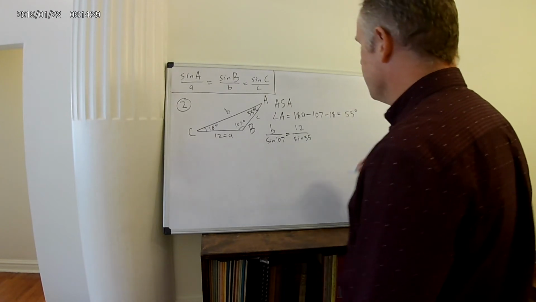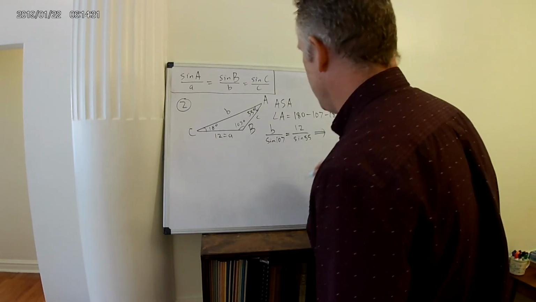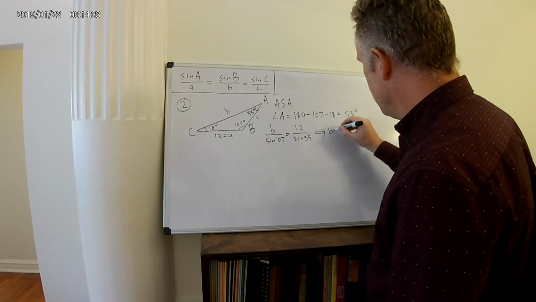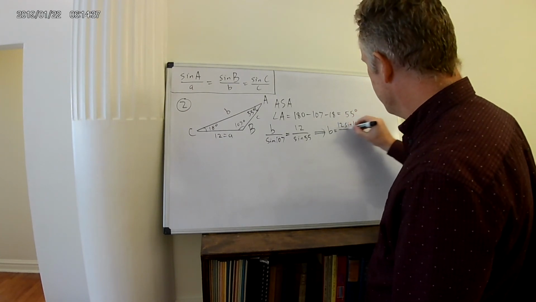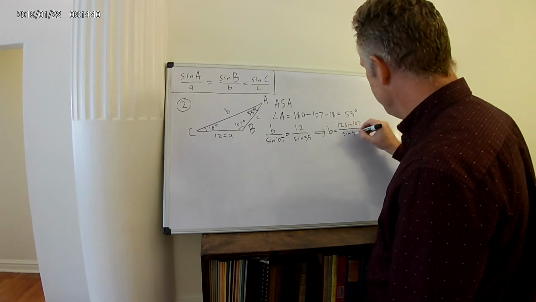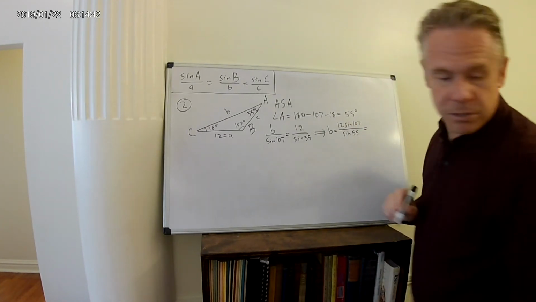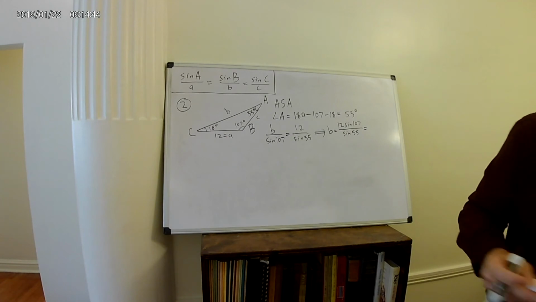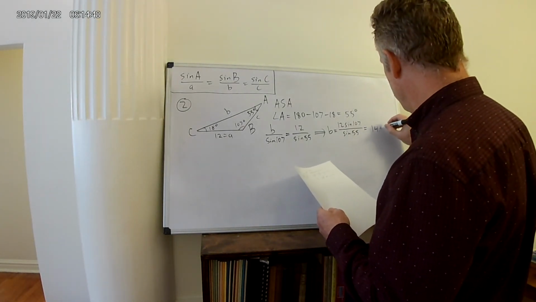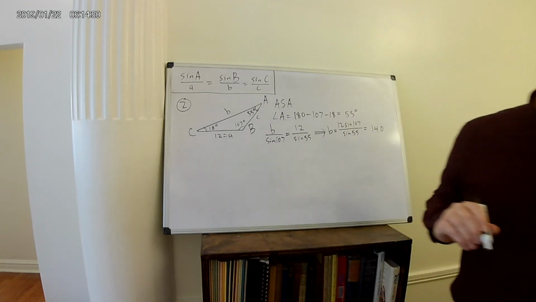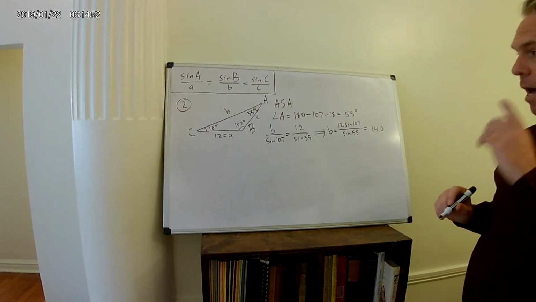To solve this, we can multiply by sine of 107. So this means B equals 12 times sine of 107 divided by sine of 55 degrees. And if we plug this all in and calculate this, we get side length B equals 14.0. And now all we need to do is solve for side length C.